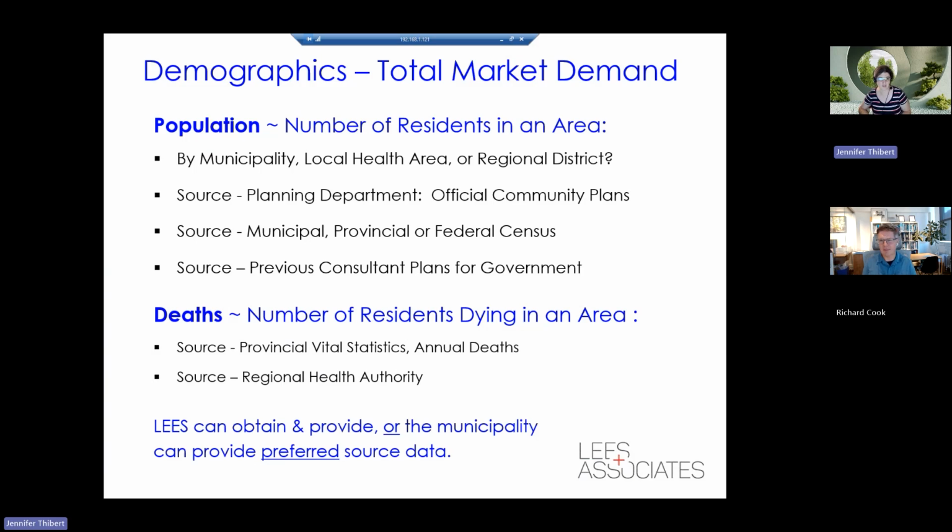Otherwise, the sources of data that Lees would go to come from various levels of government data, vital statistic data, things like previous consultant plans that have been done for the municipal, provincial, or federal governments. In addition to population, we look both historic and projected. And again, that information is available through the government or through your planning departments. We also look at deaths, so the number of residents that are dying within the region. And that information, again, it could be available at your government level or at a higher governing level like the province or the federal.